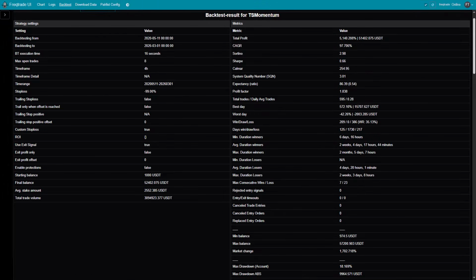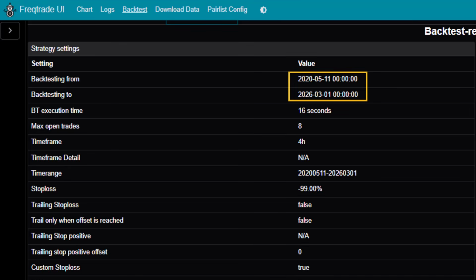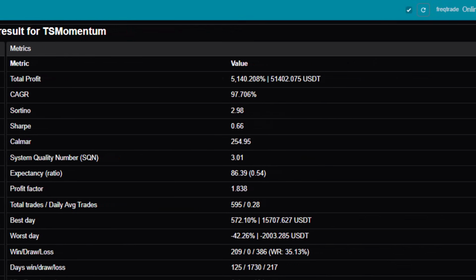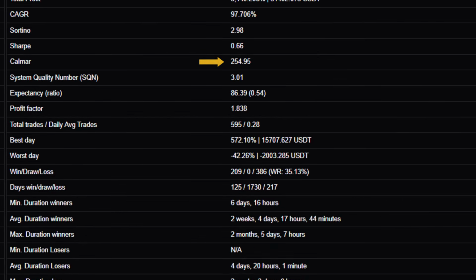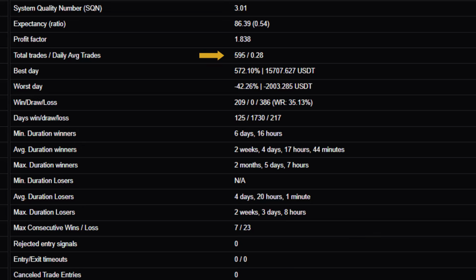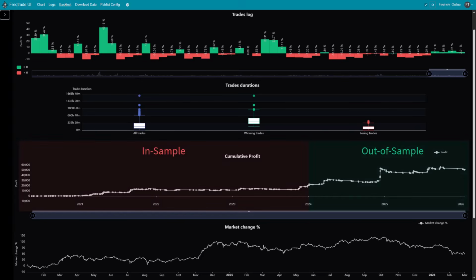Zoom out to the full 6-year window, combining in-sample and out-of-sample together, and the story gets even stronger. 5,100% total return, 97% annual growth. Calmar of 254, max drawdown 18%, 595 trades. The equity curve steps up through bull phases and sits patiently through chop, which is exactly what a healthy trend-following curve should look like. But let me be straight with you about something.